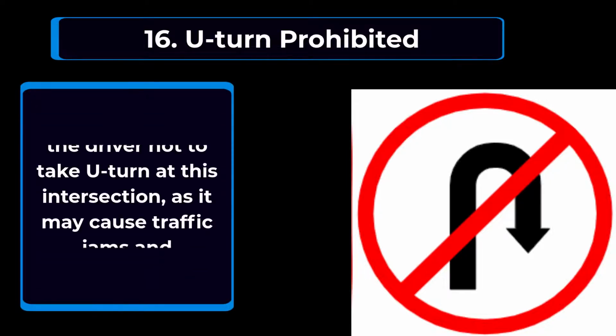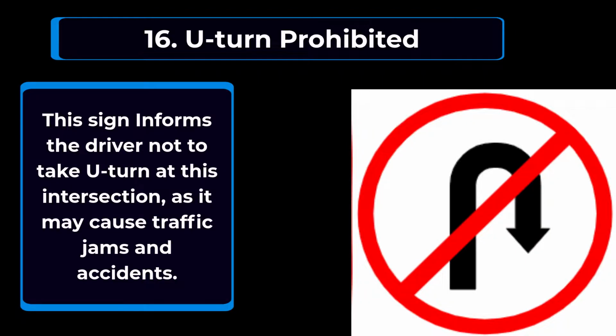16. U-turn prohibited. This sign informs the driver not to take a U-turn at this intersection, as it may cause traffic jams and accidents.